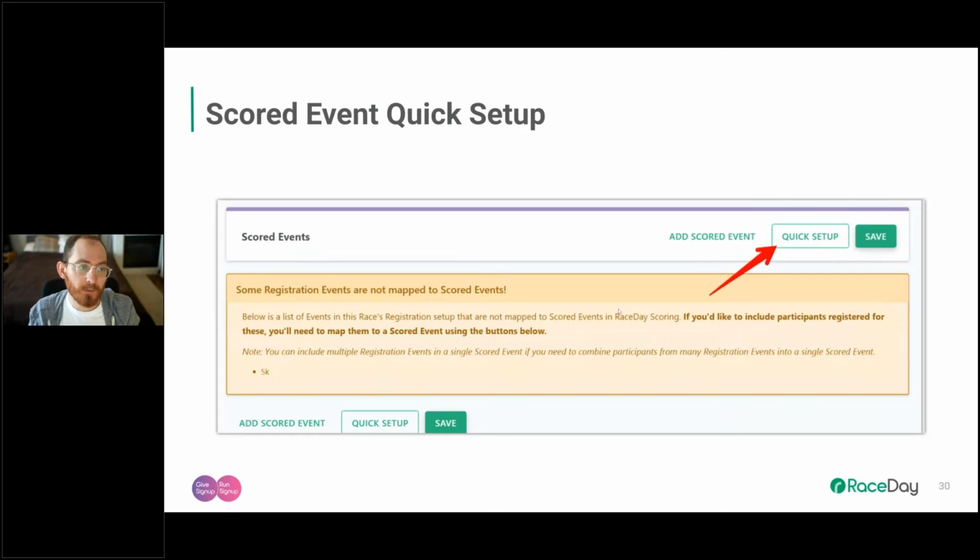So to get started with this, you basically just come into scored events, and most of the time click quick setup. What this does is it will automatically create scored events for each registration event you have. In this race, I just had a single 5K, so it'll just go ahead and plop in a single 5K scored event.